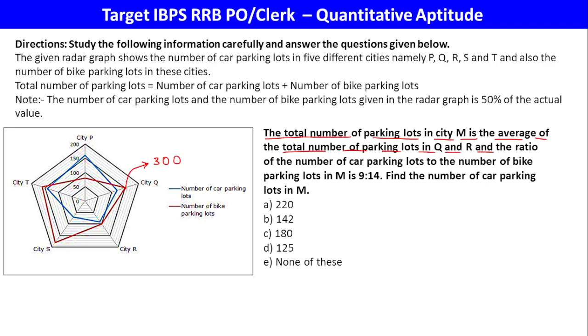100, 110, 120. That is 240. Total 540. Then next, the other city: 100, 200, 90, 180, total 380. Then 540 plus 380.